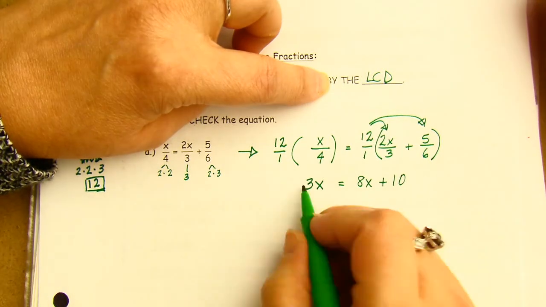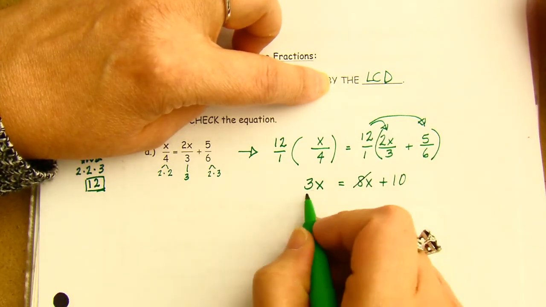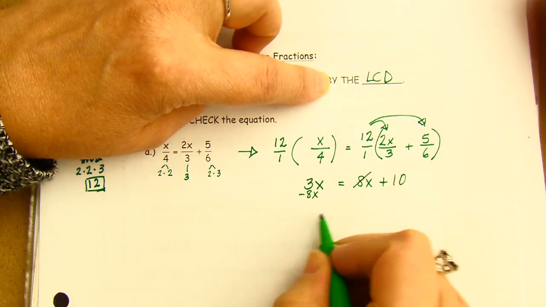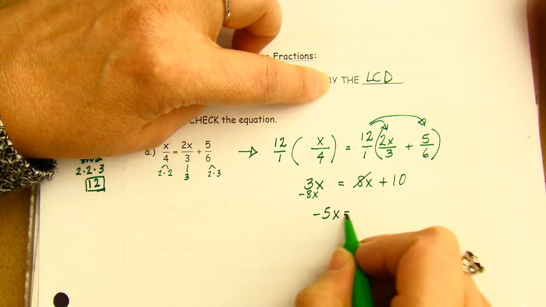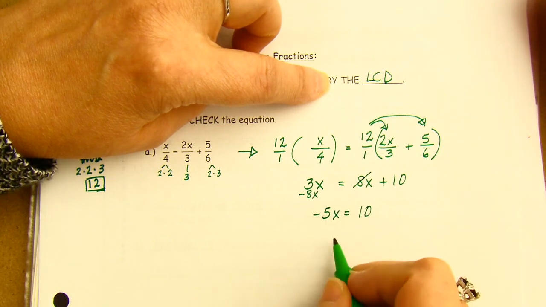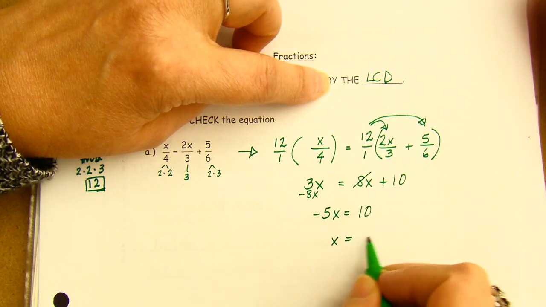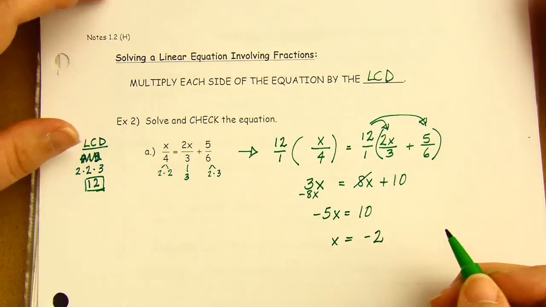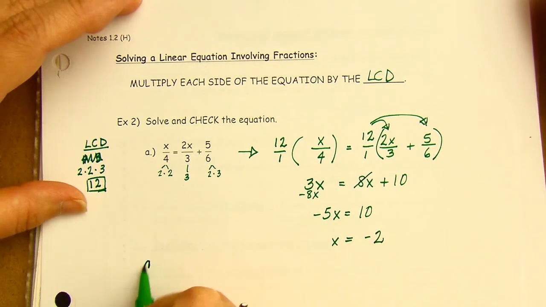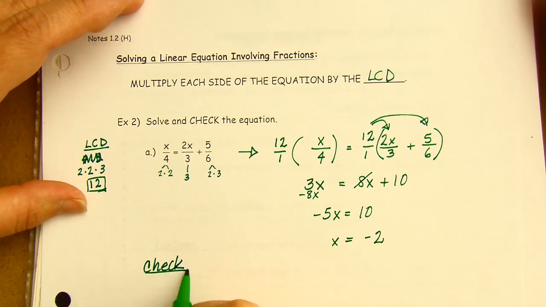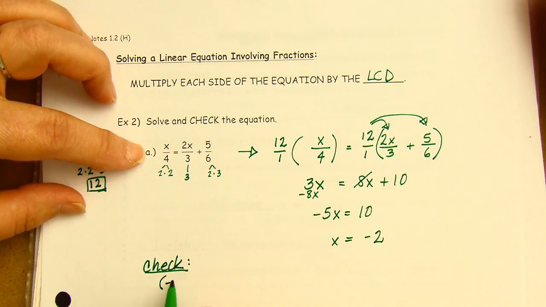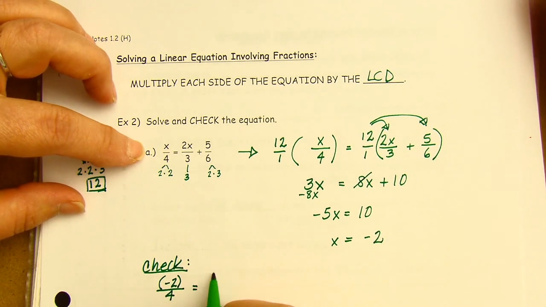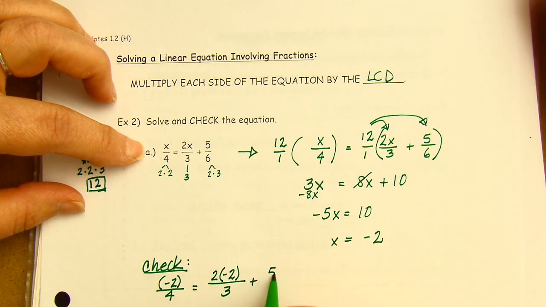Take this to the other side by subtraction. This is negative 5x equals 10. Divide: x equals negative 2. Check. In the original, negative 2 over 4 equals 2 times negative 2 over 3 plus 5 over 6.